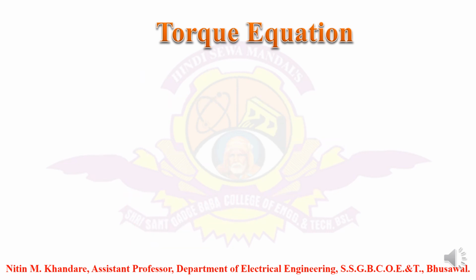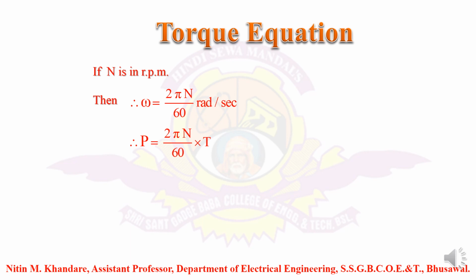Now if the speed is in rpm, that is revolutions per minute, first of all we have to calculate the omega by converting the speed in rpm into speed in rps by dividing it by 60. So we'll get the value of omega as 2 pi n upon 60 radian per second. By putting this value in the equation of power developed, P equals 2 pi n upon 60 into T.